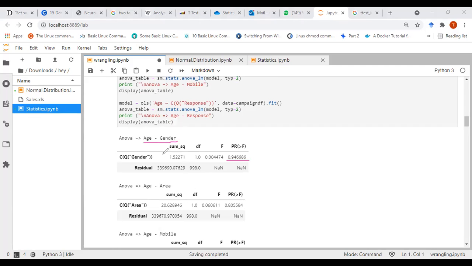No, tell me with respect to age and gender, that the p-value is more than 5%. It is 94%. What is your conclusion? The mean age of male and female is almost the same. Yes, the mean age of male and female is almost the same. Exactly, that is the conclusion. That's good.